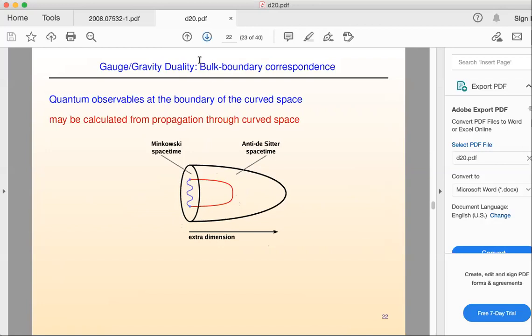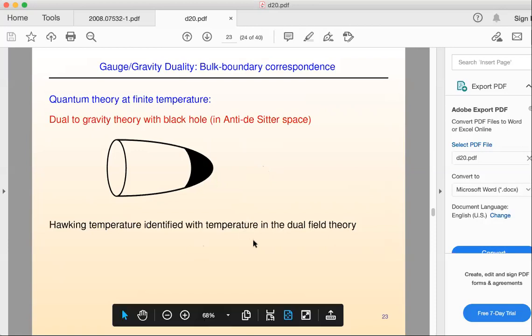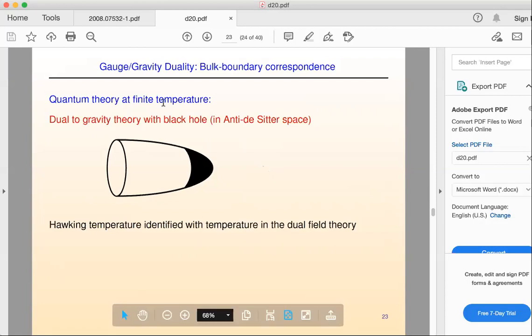Okay, and the other fact which I need to mention about the ADS-CFT correspondence is that we can easily introduce a finite temperature, as we need if we want to describe a solid, and also a finite density, by putting a black hole into our anti-de Sitter space. And then essentially what happens is that the Hawking temperature is identified with the temperature in the dual field theory.